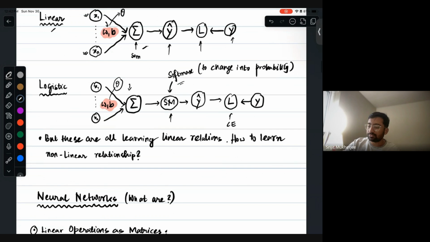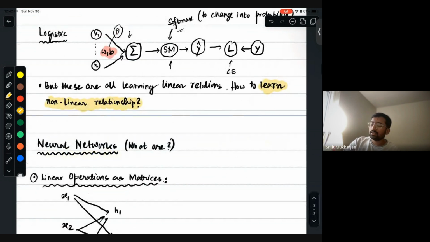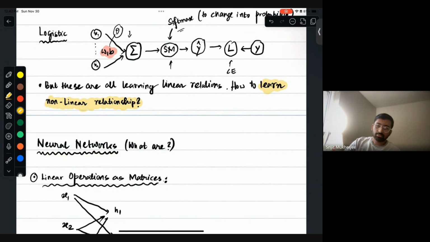So the question therefore turns out to be: what can we do to learn nonlinear relationships? Because we know that most of the functions out there are nonlinear. So how do we learn nonlinear relationships? And we will see that neural networks try to solve that problem.